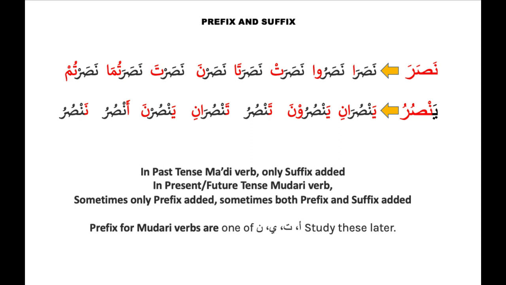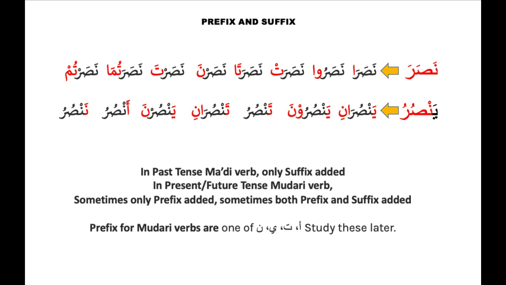For example, in this slide, Arabic verb starts from a root verb, which is 3-letter root verb. In this case, the root verb is nasara. Nasara means he helped. And as you know, there are 14 pronouns, and accordingly, there will be 14 types of different forms. Nasara is past tense verb, and yansuru is the present tense verb, which is derived from nasara. So nasara yansuru. Nasara is past tense madi, and yansuru is present or future tense or mudari.